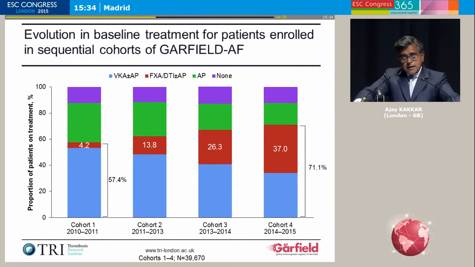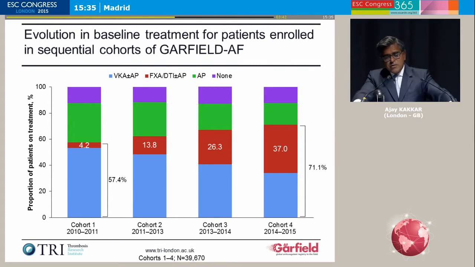Well, Garfield is exciting because of its design, sequential cohorts. We can track changes in patterns of clinical practice. And here, if you look at the evolution of baseline treatment, you'll see more of these data in the presentation from Professor Cam shortly. You can see, going back to 2010-11, cohort 1, where about 4% of patients were on an anticoagulant that was not a vitamin K antagonist, some 57% of patients overall in that cohort having a form of oral anticoagulation, increasing in cohort 4, 2014-15 inclusion, to some 37% of patients now receiving one of the new non-vitamin K oral anticoagulants, and some 71% of the entire population of newly diagnosed AF patients at baseline receiving some form of anticoagulation. So we can see substantial changes in patterns of practice.